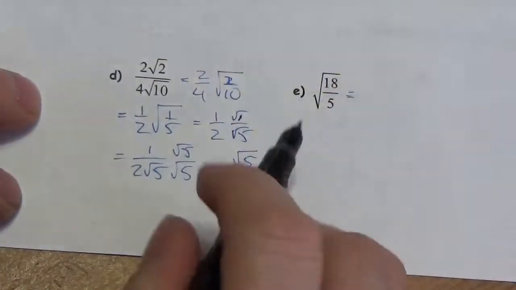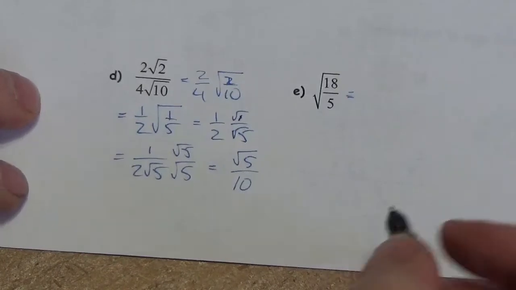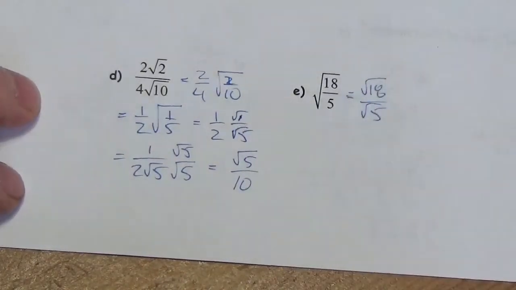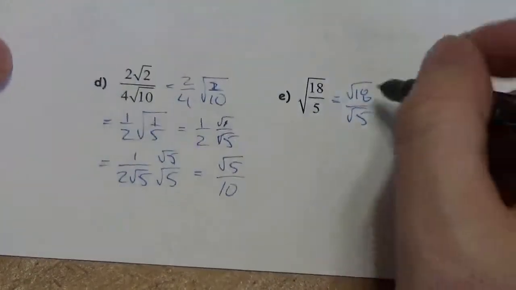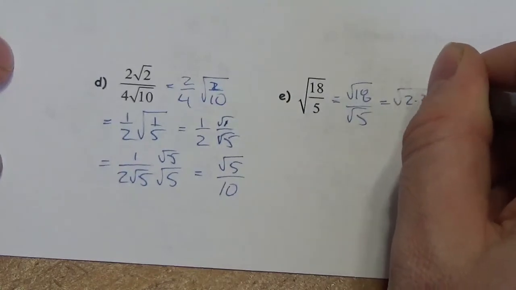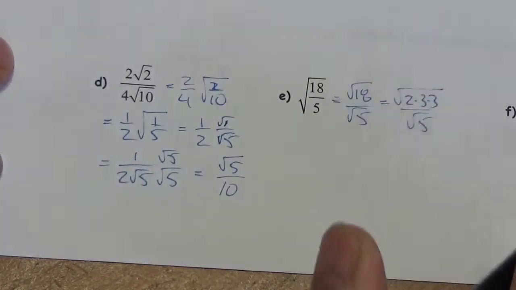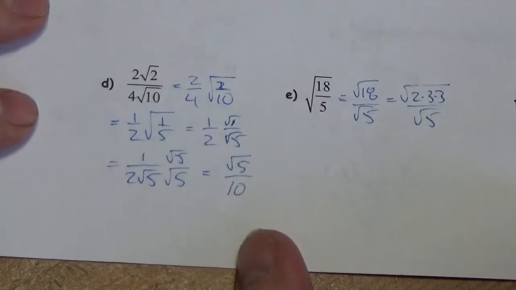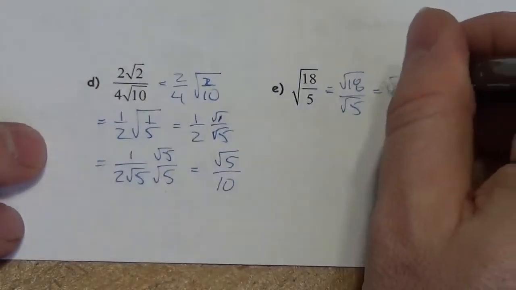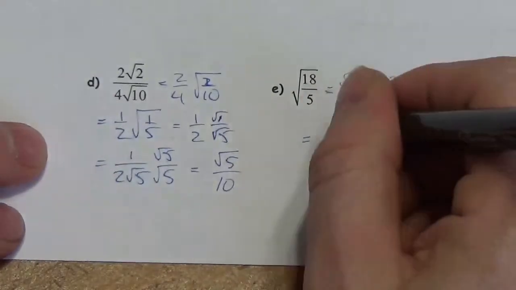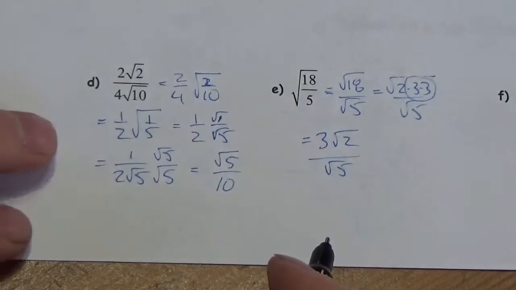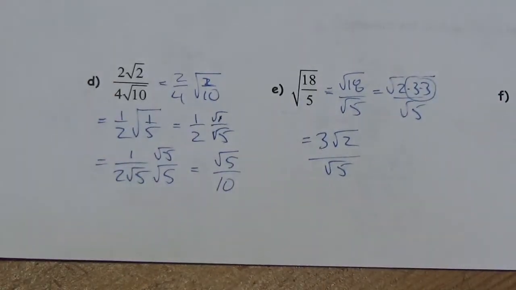Okay? So for example, this one right here, root 18 over root 5, I would make this root 18 over root 5. Okay, split that up. And then I already know that root 18 is going to be 2 times 3 times 3. At this point here, I'm not even worried about the fact that there's a 5 in the denominator. I will deal with that in just a moment here. Pair of 3's means that this is going to be 3 root 2 over the square root of 5. So now I've simplified the expressions.